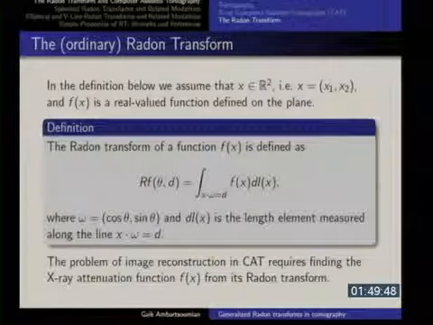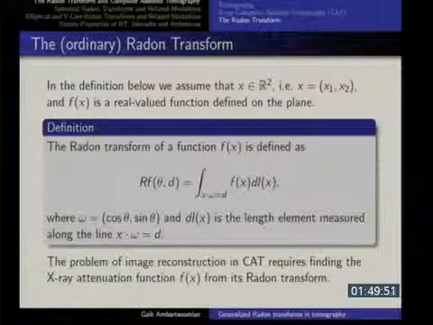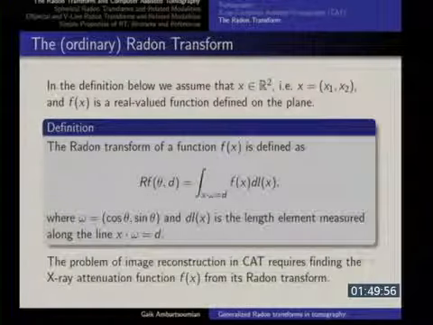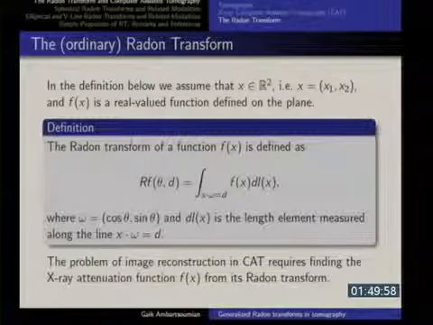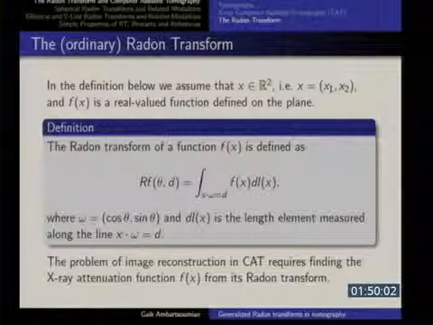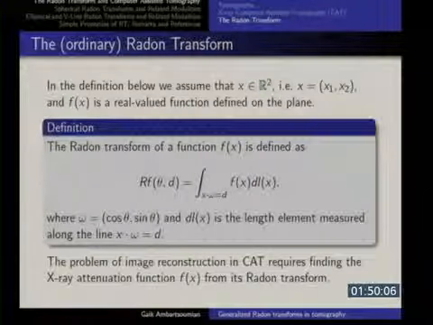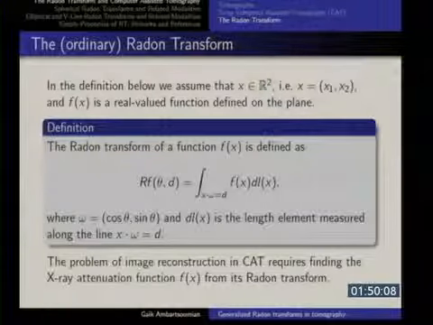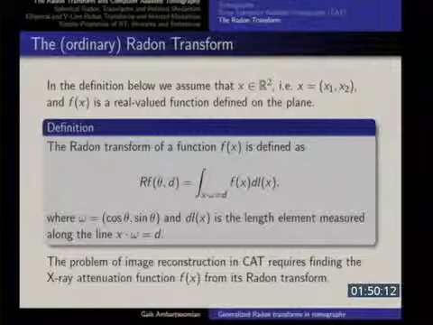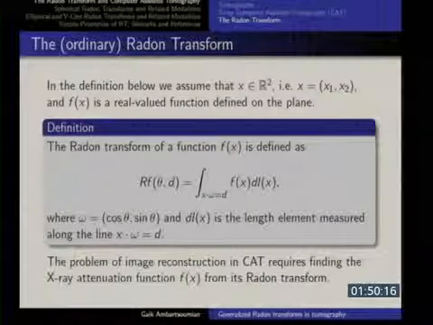We parameterize it with the normal omega, equal to cosine theta, sine theta. So omega is the normal to the line, and d is the distance. So theta and d define a line on the plane. So you can easily see that the family of lines on the plane is a two-parameter family, and we're trying to recover a function of two variables.